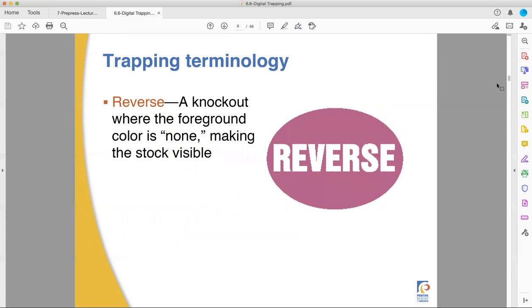Reverse is a card you don't like getting in Uno. Reverse is also where you do a knockout, but with no color. So instead of printing, in this case, kind of a magenta text on white paper, instead you print a magenta background and leave the spot where the words would be blank so that the color of the paper comes through. That is a reverse.